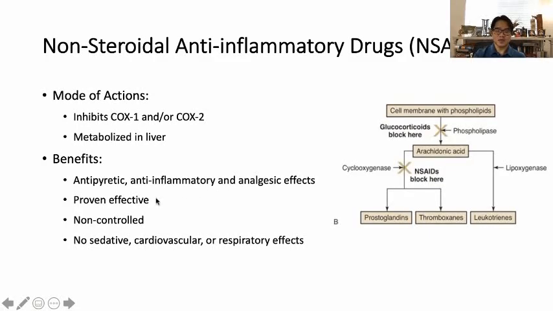Most of the NSAID that we use in pets have been proven for pain control, and they're not controlled drugs. The other benefit of NSAID is they don't cause sedation or have any cardiovascular or respiratory effect, although they do have effects on GI mucosa, kidney, and liver.